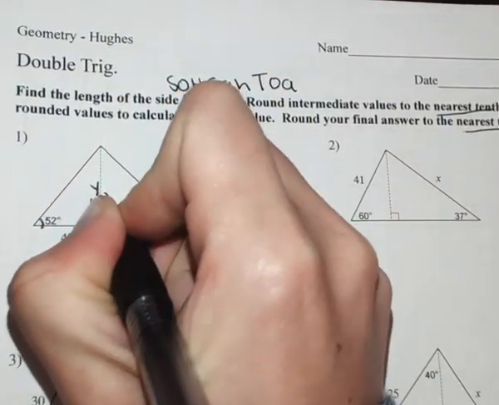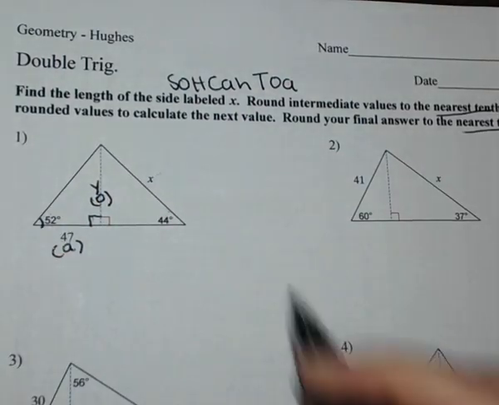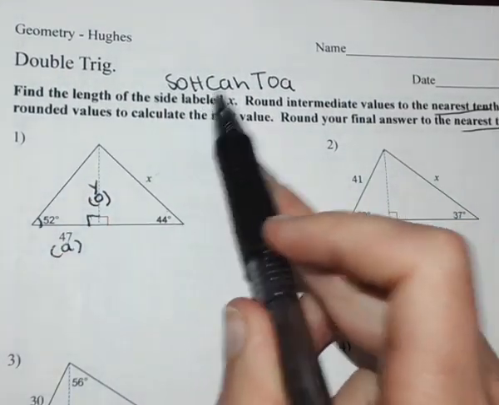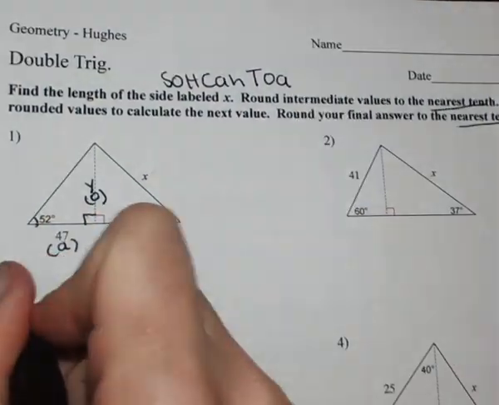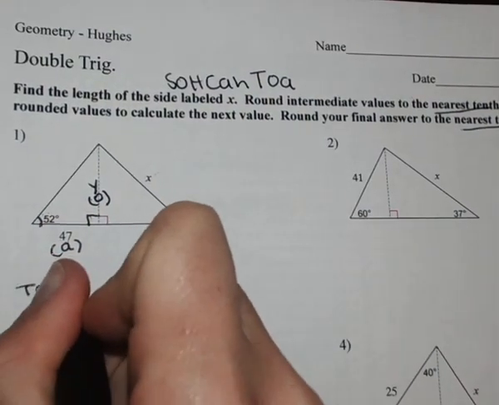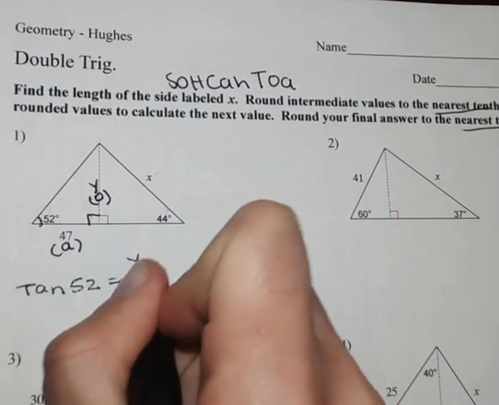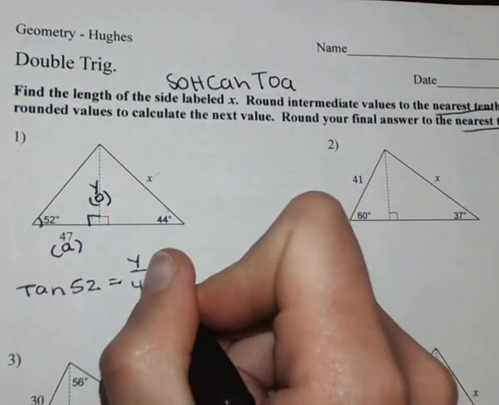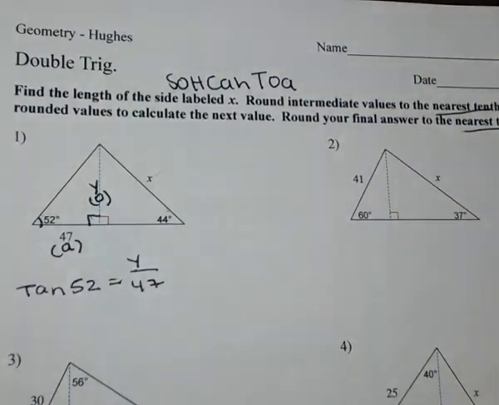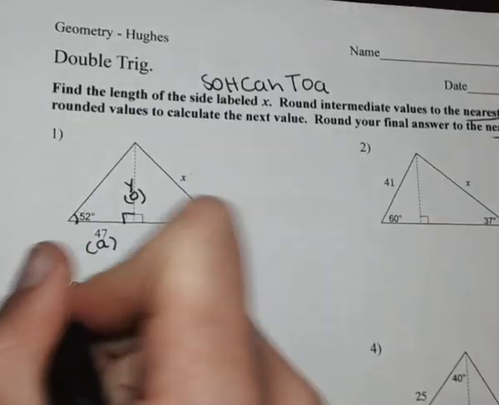and then this side is considered the opposite side, and this side is considered the adjacent side. So you look up top, which of the three, sine, cosine, or tangent, uses opposite and adjacent? It's going to be tangent. So we'll set it up as tangent of 52 equals opposite over adjacent. Remember, opposite always goes on top for tangent, and opposite in this case is y. Then we're going to solve, so to do this, we multiply by 47 on both sides.